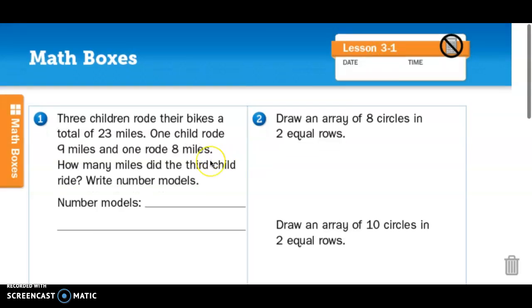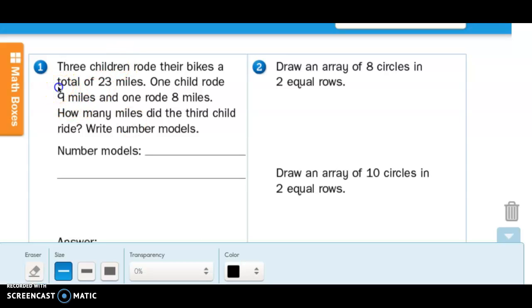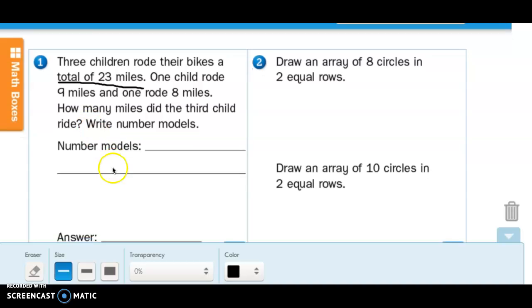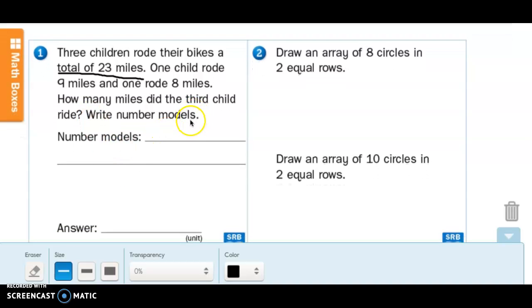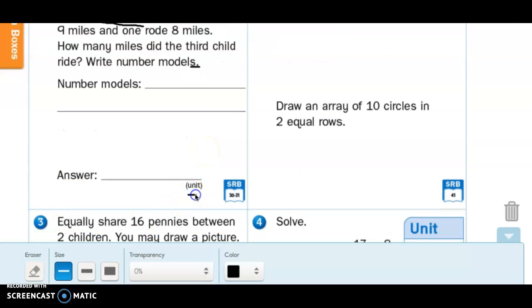Math box is 3-1. This one says 3 children rode their bikes a total of 23 miles. I see total, that's a key word. Okay, that means all together. One child rode 9 miles and one rode 8 miles. How many miles did the third child ride? Write number models. Number models is plural. That means write more than one. Then your answer with units.